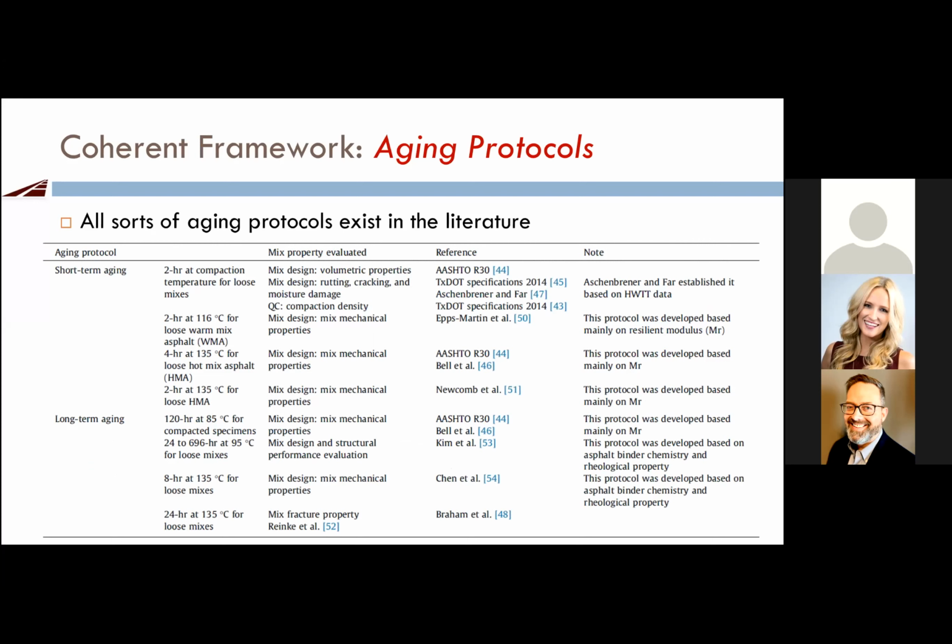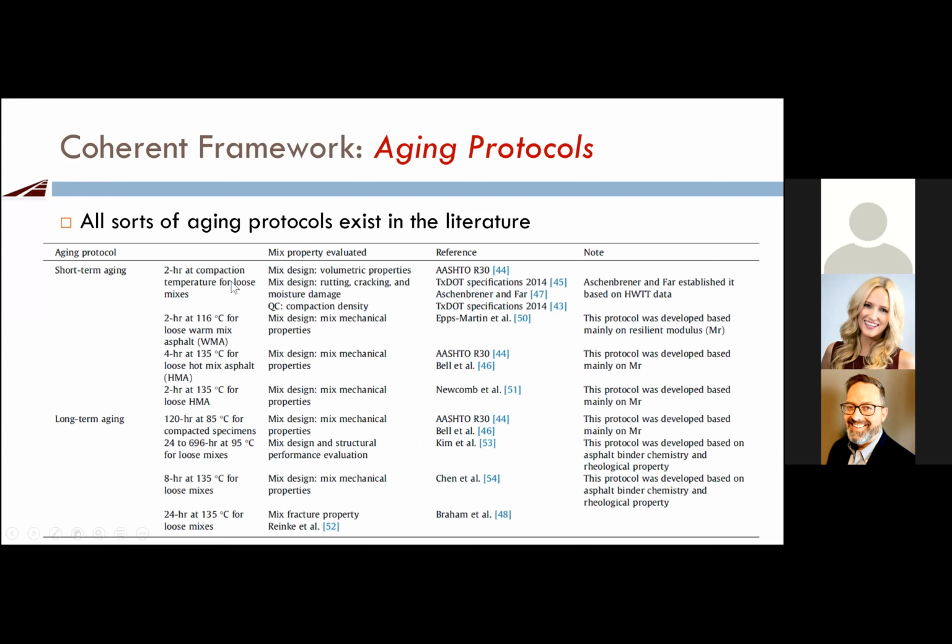Again, in the literature, all sorts of aging protocols exist. I don't want to go into these things in detail, but basically you have very short-term aging. And in R30, we really have, during the volumetric design, compaction temperature at 2 hours.